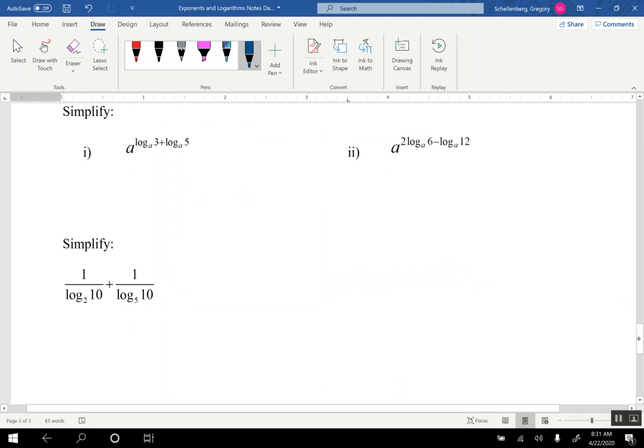So we've got a to the power of log base a of 3 plus log base a of 5. Now we've got the sum of two logarithms in our exponent. We will use multiplication law to begin. So we're going to get a to the power of log base a of, now the product of 3 and 5. So we've got 3 times 5. And so our solution here is going to be whatever the argument is, which is 15.